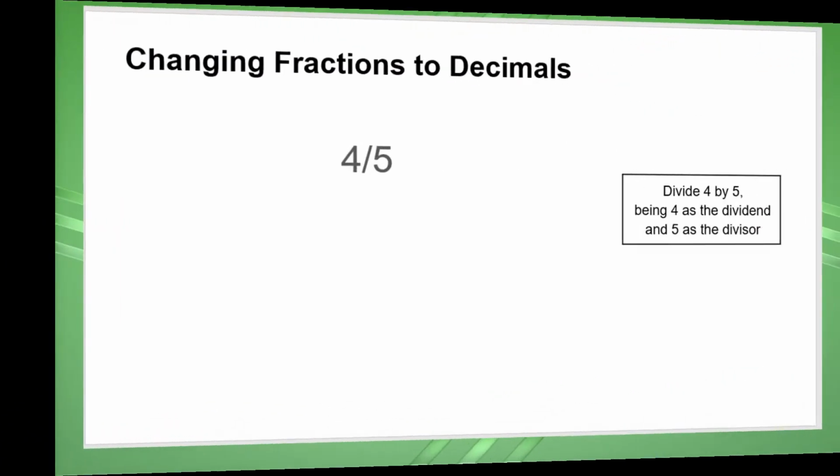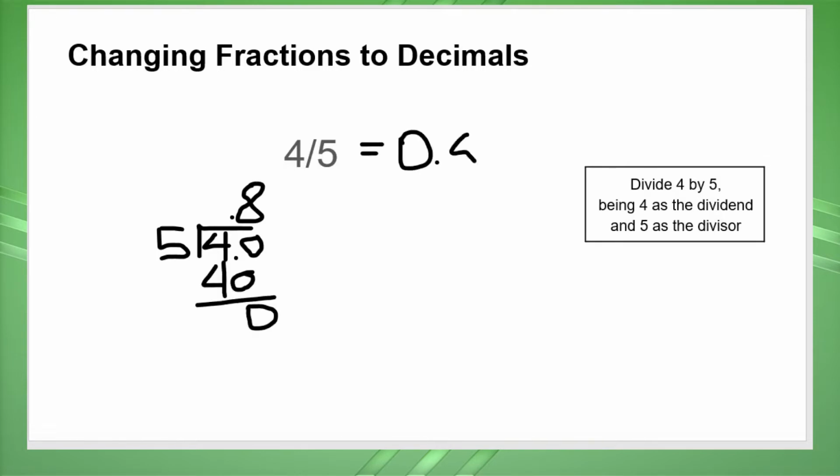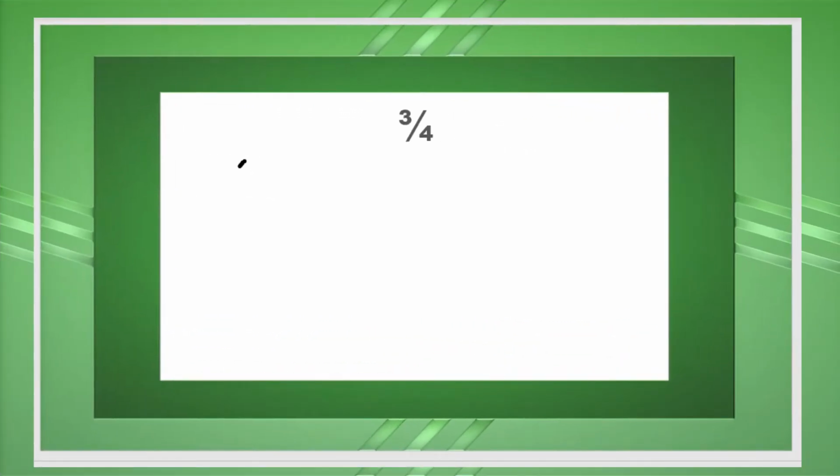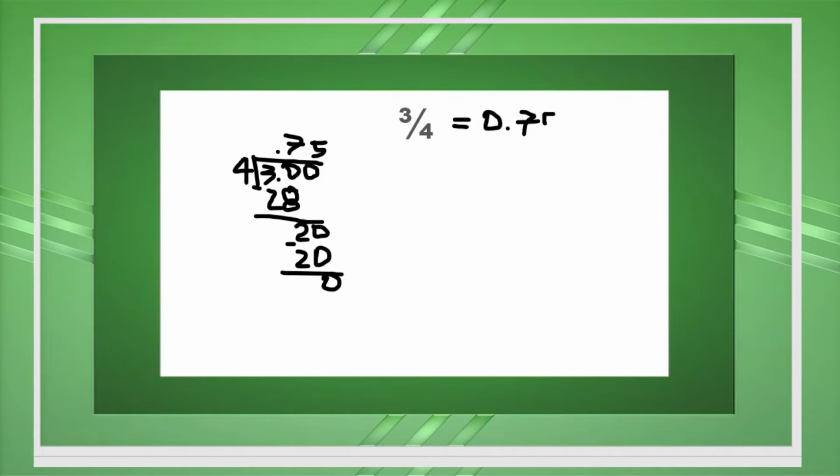For example, we divide 4 by 5, being 4 as a dividend and 5 as a divisor. Thus, 4/5 is equal to 0.8. Another example, we divide 3 by 4, thus we will get 0.75. Therefore, 3/4 is equal to 0.75.